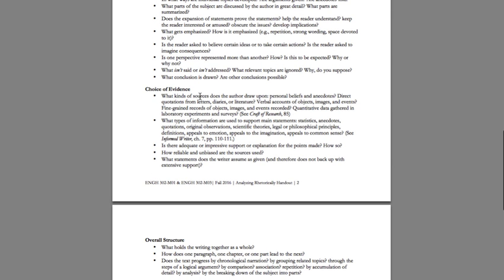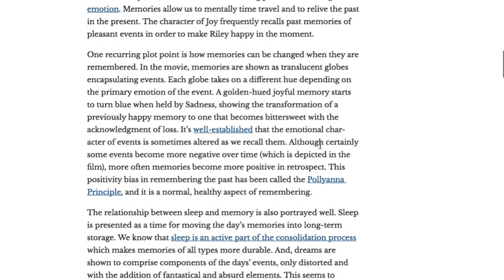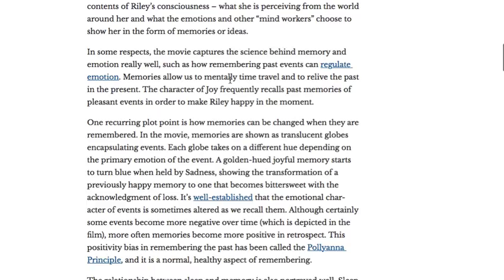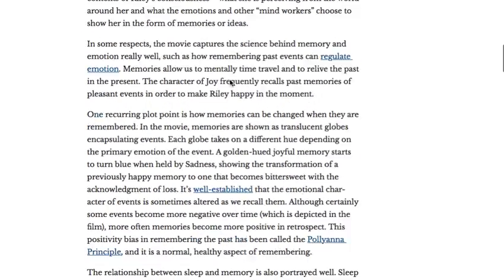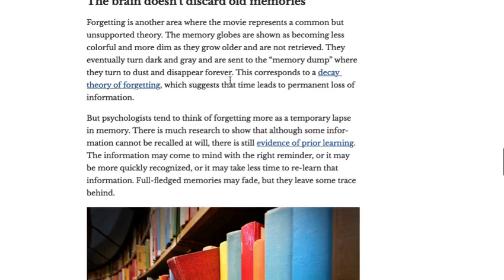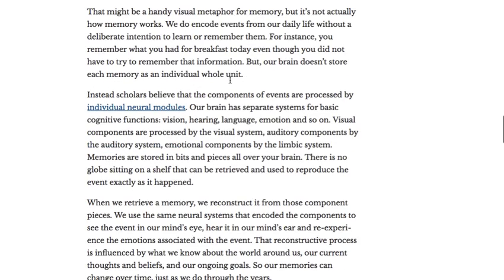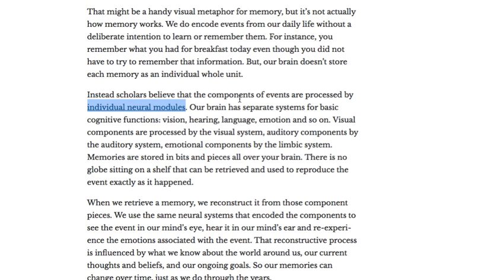We could look at the evidence she offers, and the way she does references here. Obviously, there's no bibliography. There's no works cited page. We don't even get names of articles, names of authors, and so on. But what we do have is a bunch of embedded links. Instead, scholars believe that components of events are processed by individual neural modules. Our brain has separate systems for basic cognitive functions.